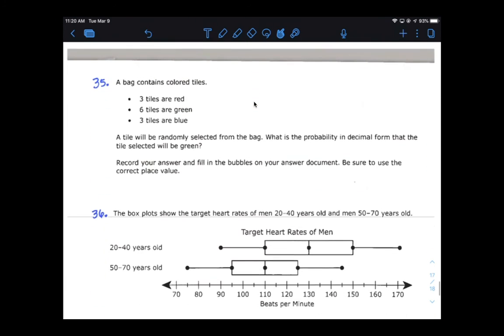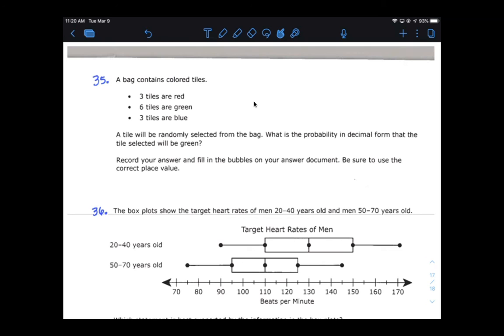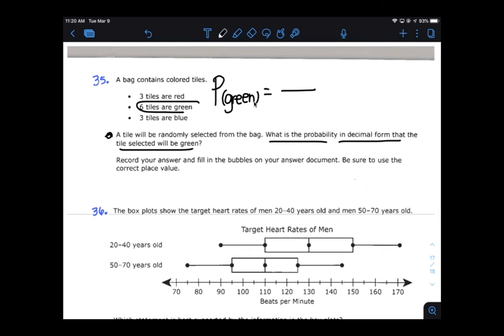Last question. It says a bag contains colored tiles. A tile will be randomly selected from the bag. What is the probability in decimal form that the tile selected will be green? So I go, okay, probability of selecting a green tile. It'll be 6 out of a total of 12. So 6/12 is the same as 1/2, which is the same as 0.5 in decimal form. And that's the answer to problem 35.